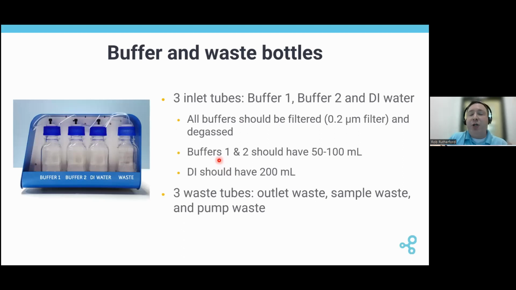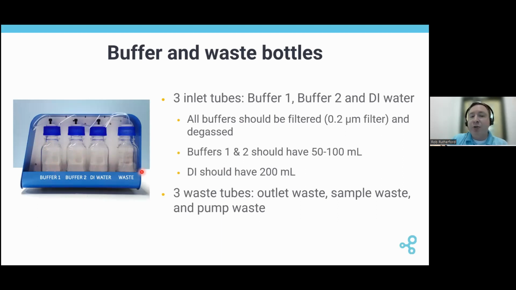So the next thing to look at on your manual instrument is the far right-hand side. There's 4 different bottles. So this is buffer bottle 1, 2, your DI water, and your waste. The 2 buffer bottles are interchangeable. So if you needed to use 2 different running buffers over the course of your test, you have the option to load 2 different ones here. If you're just running the same running buffer throughout the whole course, you can just use one of these running buffer bottles. So it does give you some flexibility.